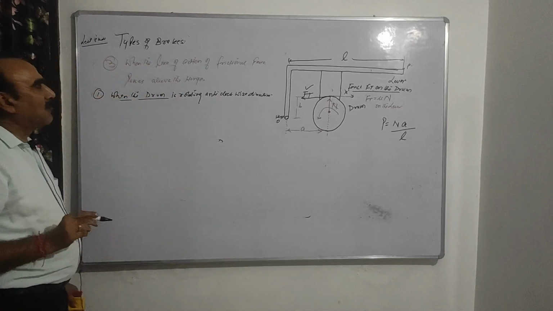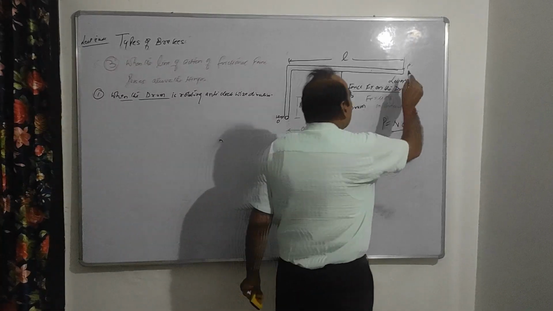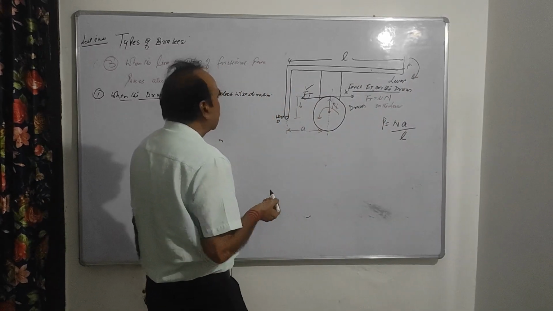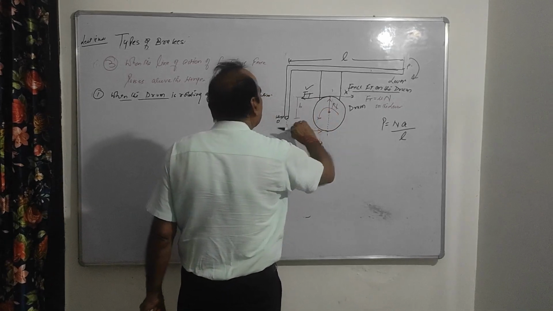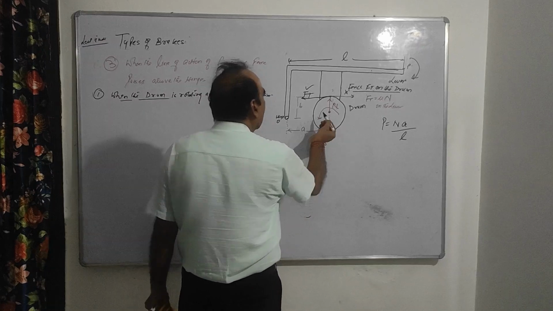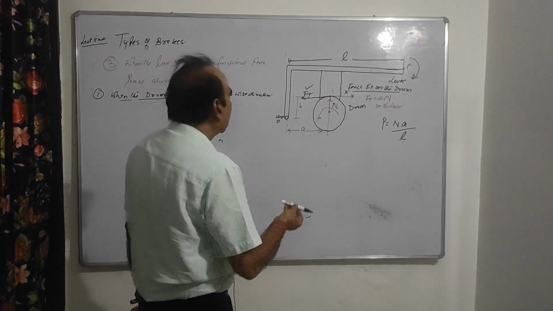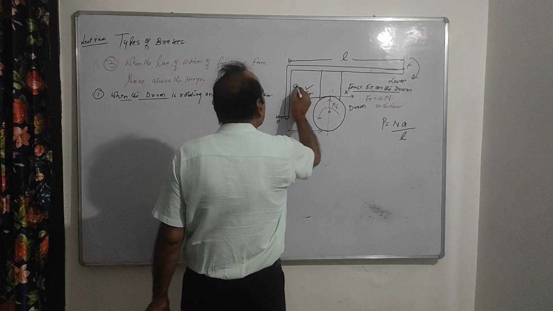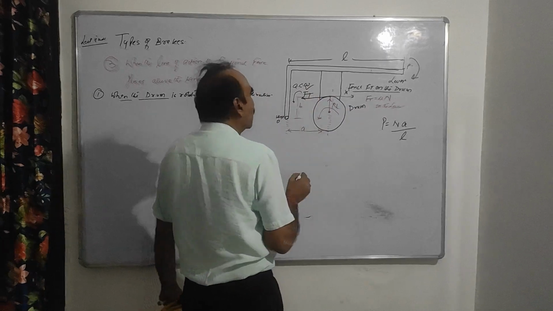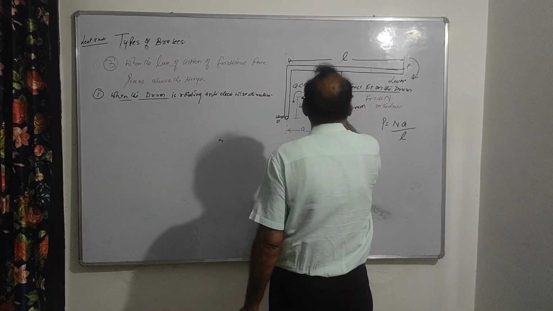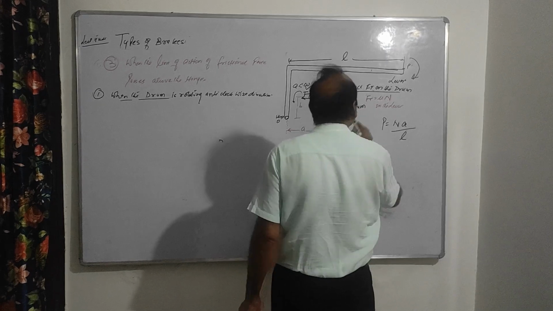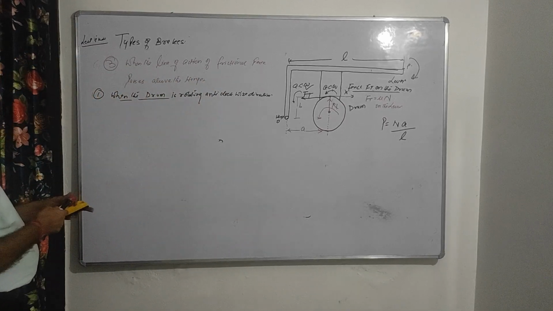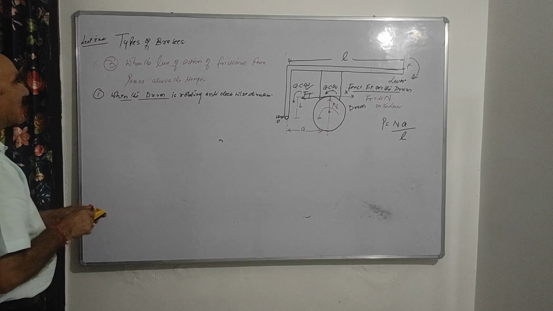Now you see the moments of these. Again, you will see the moment of P. This is in the clockwise direction. Moment of N, this is in the anti-clockwise direction, and the moment of Ft here is also in the anti-clockwise direction. So now the equation of P becomes, what will be the equation of P in the anti-clockwise direction?